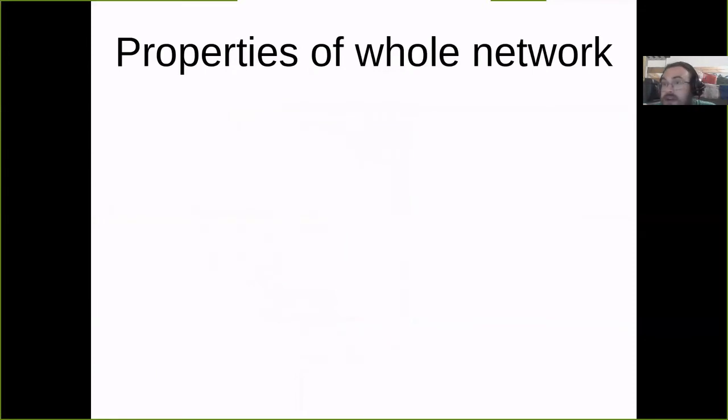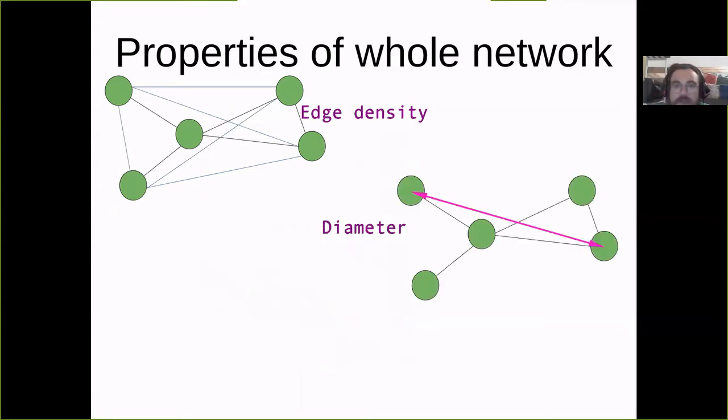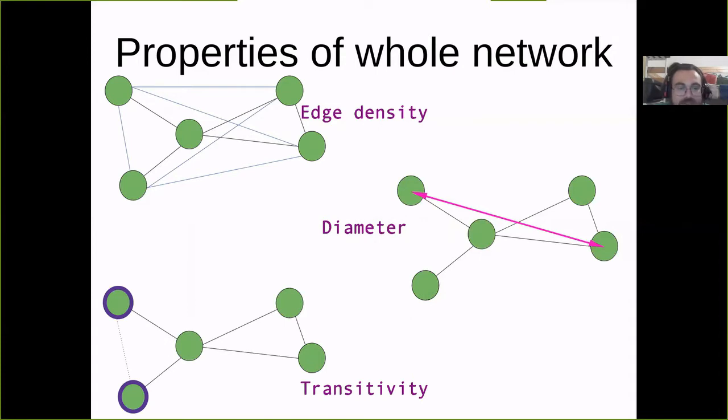The other kinds of network analysis statistics that we can get are properties of the entire network as an ensemble. And these include methods like edge density, which is just the number of potential connections that we actually observe. The diameter, which is basically the distance from one side of the network to the other. And transitivity, which effectively it's a measure of redundancy. It's to do with how many of each groups of 3 are connected to each other.